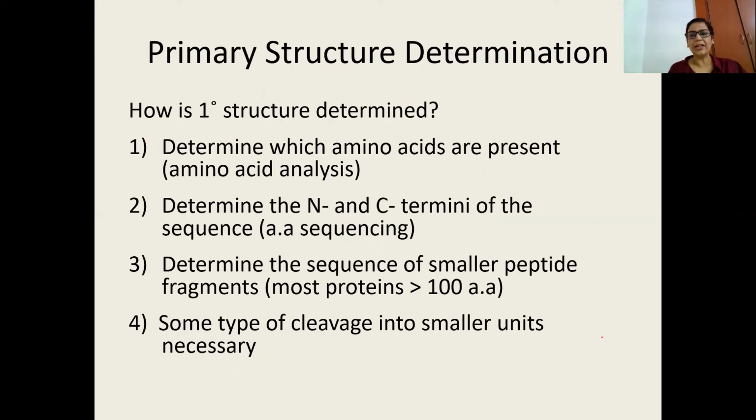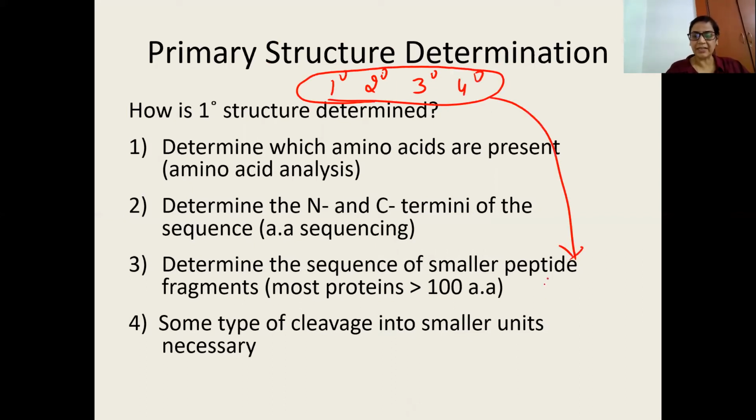Then all of you know that there are different structural organizations of proteins: primary structure, secondary structure, tertiary structure, and quaternary structure. This I will be taking up in detail in my next video. So in this video, I just gave you a brief introduction about the methods of purification of proteins, which were different types of chromatography and different types of electrophoresis.